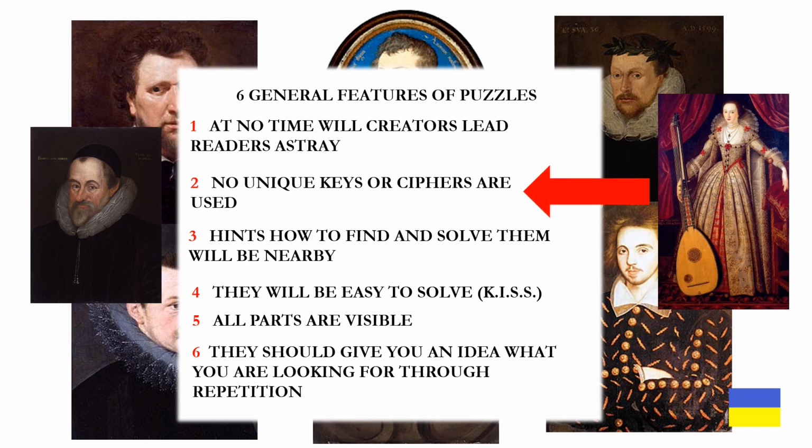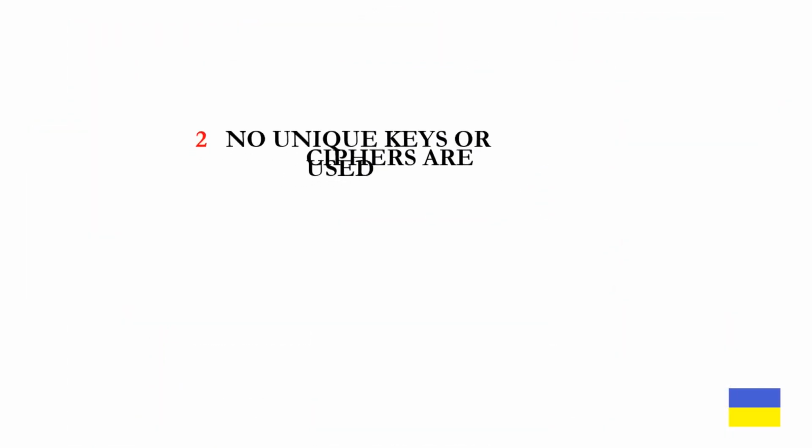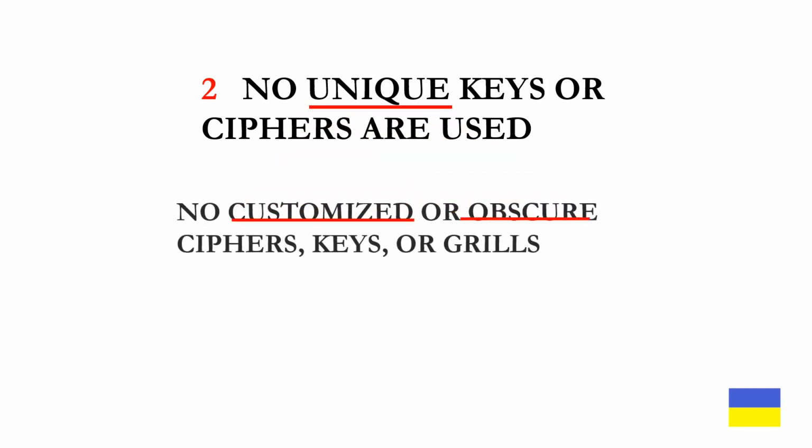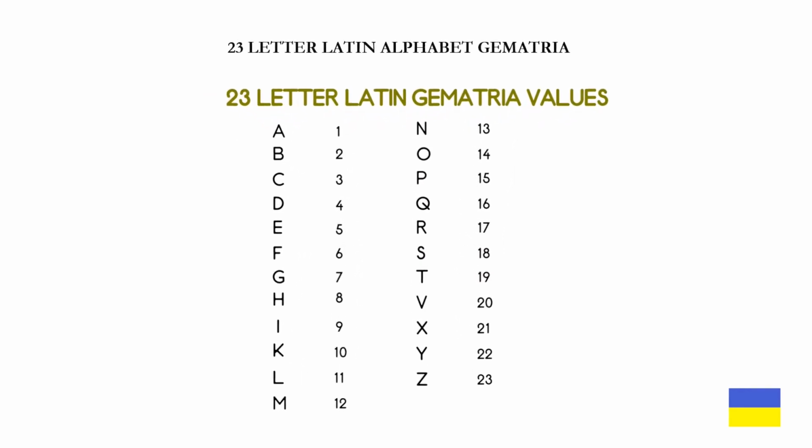Now to get back to point number 2. The important word here is no unique keys or ciphers are used. That means there are no customized or obscure ciphers, keys, or grills, and they have to be simple. The simplest one to use is the 23-letter Latin alphabet Gematria values.